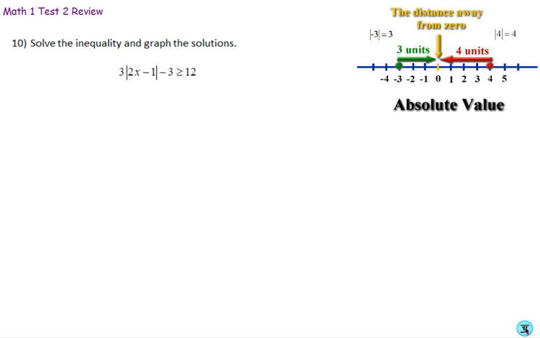All right, so number 10 is another absolute value problem. Same concept, distance is never negative. So we're going to have this idea that numbers can be coming from two different directions, one from the positive, one from the negative, but that distance is always going to be positive.